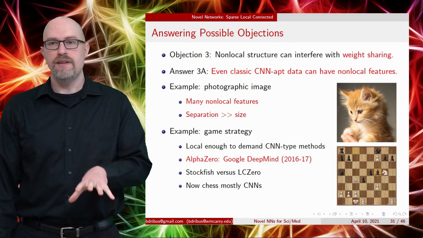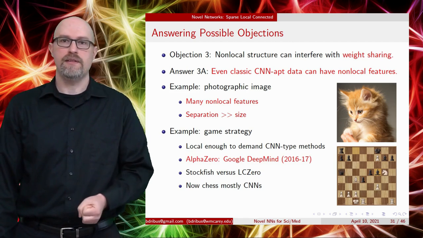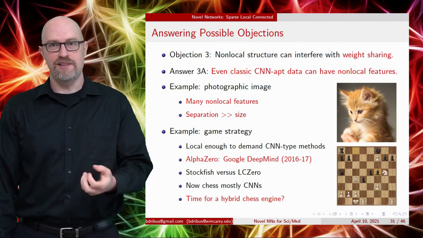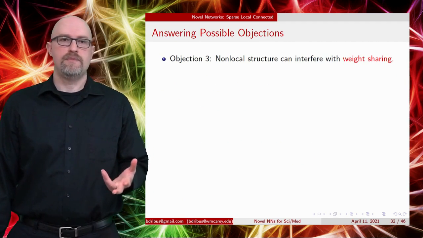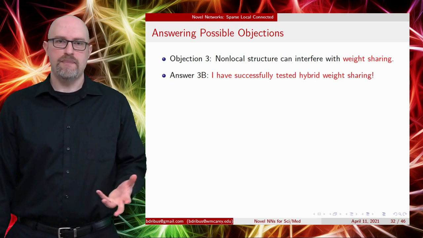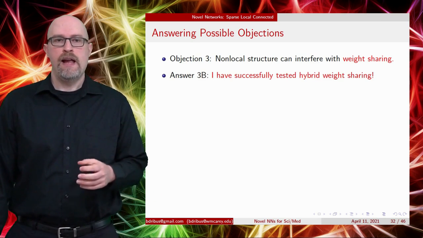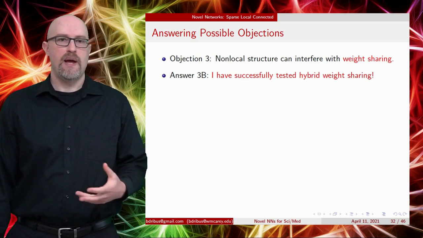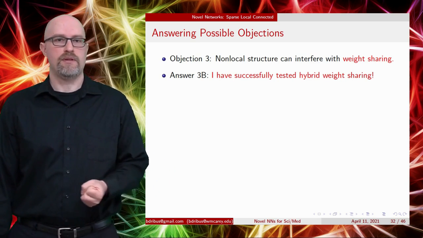Due to the significant non-local aspects of chess, I wonder if it might be time for a chess engine based on hybrid networks. A second answer to the objection that non-local structure can interfere with weight-sharing schemes is that I've tested it and it doesn't seem to happen, at least for small examples, if the networks are designed in a reasonable way. I have no reason to expect anything different for larger networks.